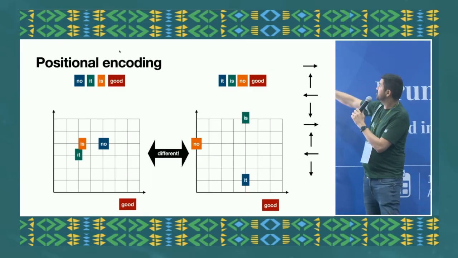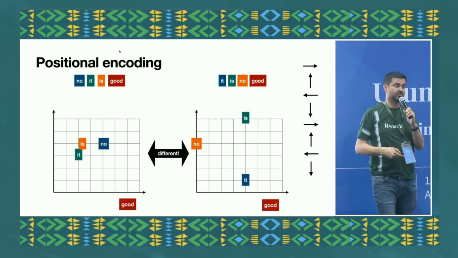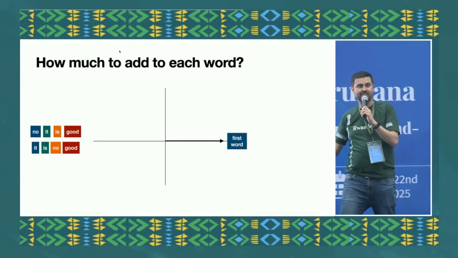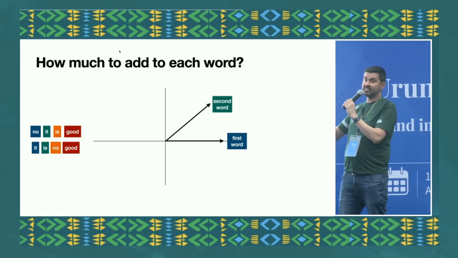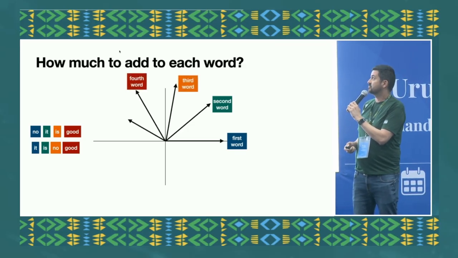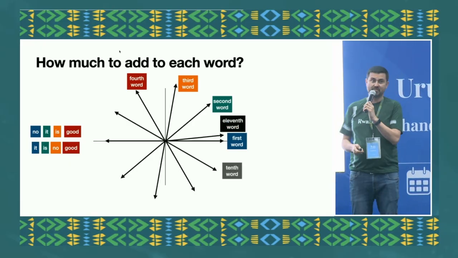Obviously, this is not good because it repeats, and then the fifth word gets sent to the same place as the first one. So we can try something a little better, which is reducing the angle, right? The first word gets moved to the right. The second one in an angle. The third one in another angle, and so on. But unfortunately, we go back to the same problem because the 11th one gets sent to pretty much the same place as the first one.